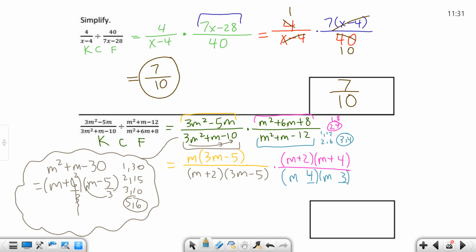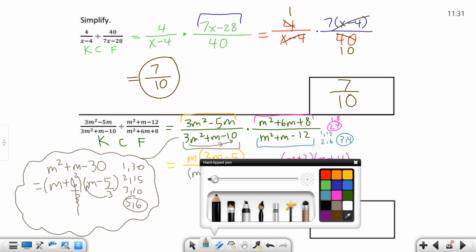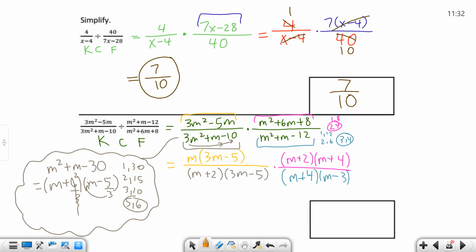Which one's bigger, 4 or 3? 4 is bigger. He gets the plus, and the 3 gets a minus. And now I'm finally ready. I have all this stuff multiplied together, so anything in the top, the numerator, can divide out with anything in the bottom of the denominator. So the yellow and the pink, anything there, they can't divide out with each other, but they can divide out with anything in gray or blue.